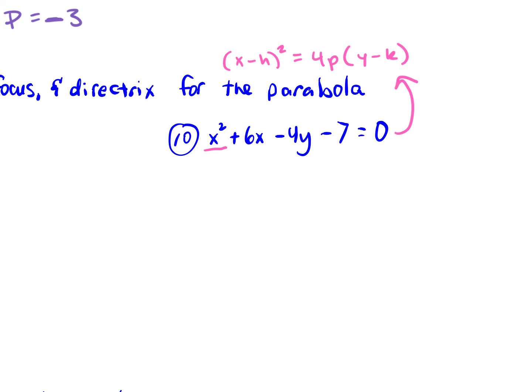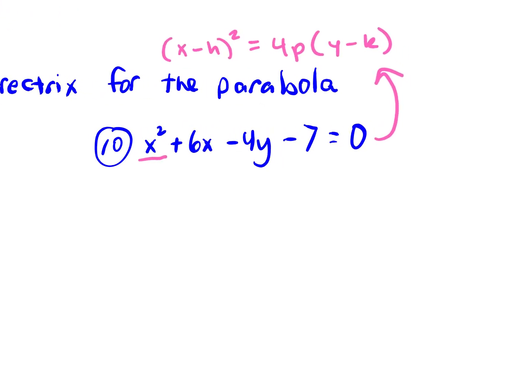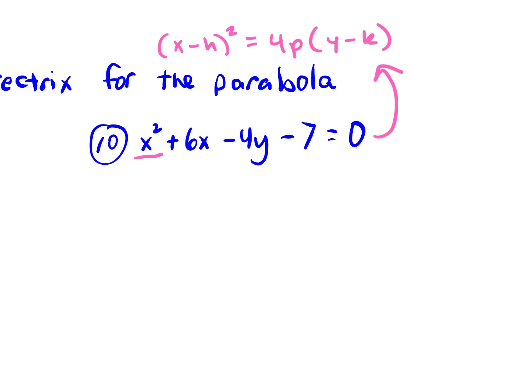So what do I need to do? I'm going to move over the 4y and the 7, and then what am I going to do with the x's? I'm going to need to complete the square. So I'm going to add 4y to both sides and add 7 to both sides. Ms. Carver, on the quiz, it's going to give us, like, what's the focus, directrix, and vertex.